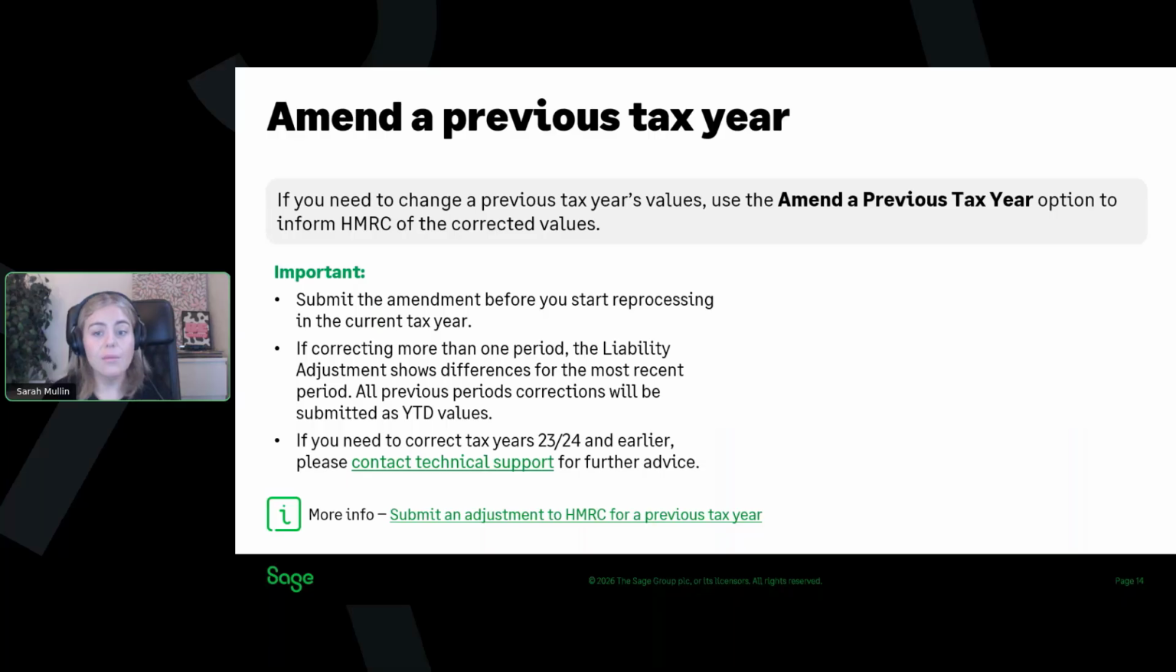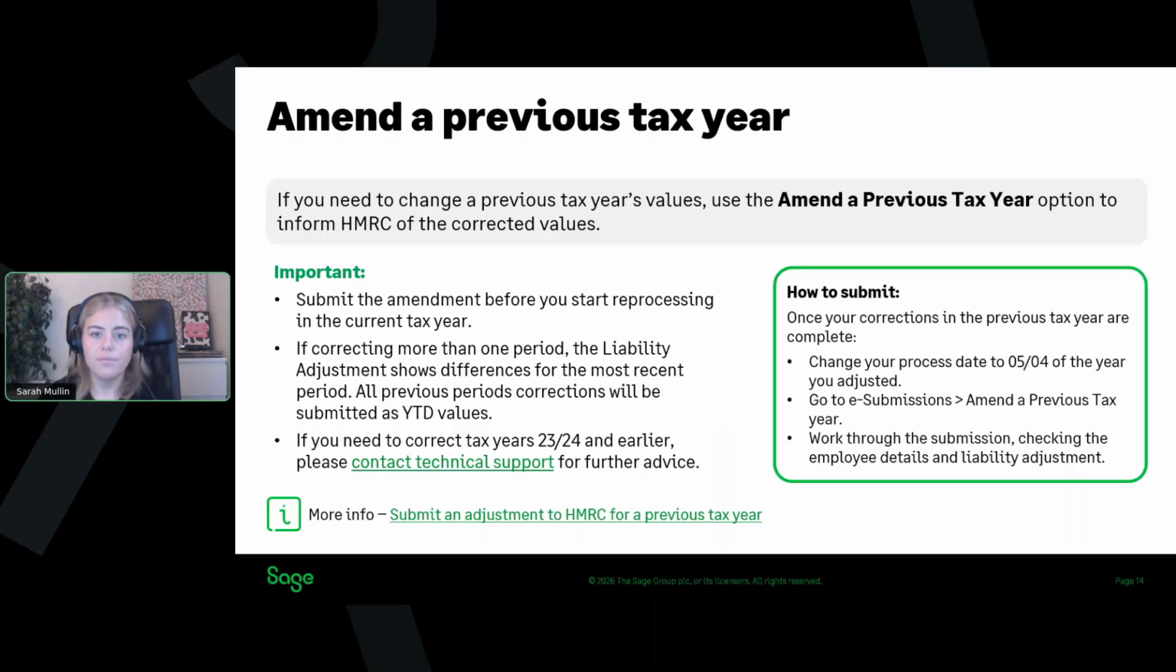Your processing date will also have to be changed to the 5th of April of the relevant tax year that you're correcting. And a bit of a heads up with this one, if you do need to go back quite far, so if you're correcting tax years 23, 24 or earlier, if you can, use basic tools if you maybe only have a couple of employees to correct, or if not, you do want to reach out to technical support for a bit of further guidance for that one.